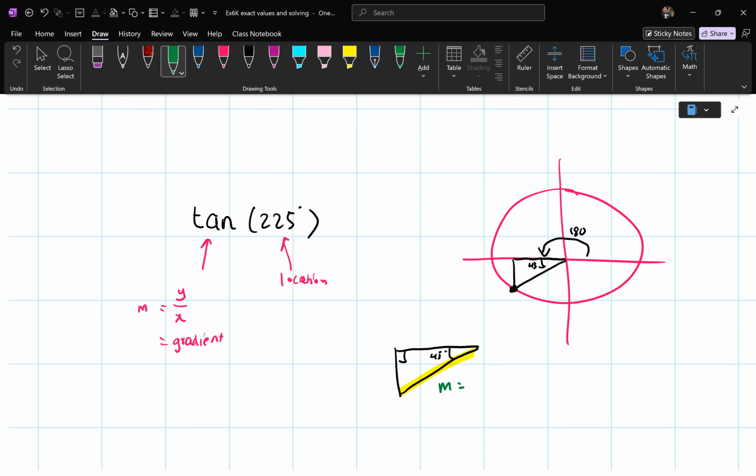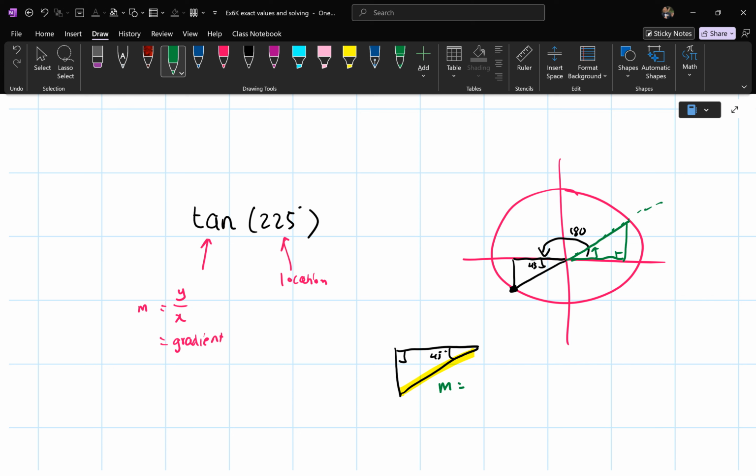Now, what can we say about that gradient? Just looking at the picture there. What gradient is that? Is that positive, negative, zero, or undefined? It's positive. From left to right, if it goes up, it's positive. But where else in this 4 quadrants can it also be positive? Quadrant 1, because if I extend the line, that's the same gradient. It's the same slope all the way. So I can draw the same triangle over here.